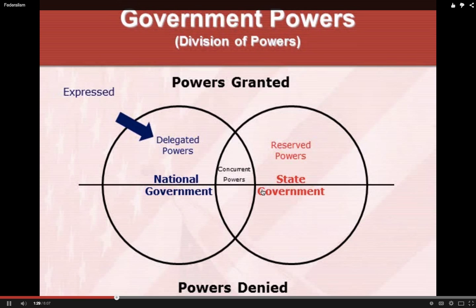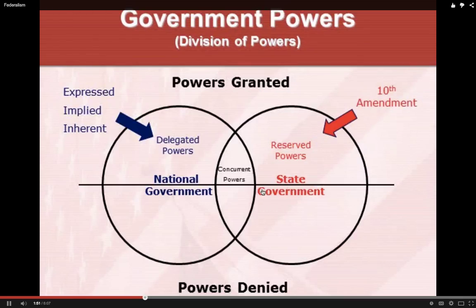When we look at that, there are three different types of delegated powers. The first one is expressed. Those are written out. Implied means we're not going to write them out, but because of other parts of the Constitution, we can kind of assume that we have those. And inherent powers exist at the national level because we exist as a nation. So there are certain things we have to do as a country.